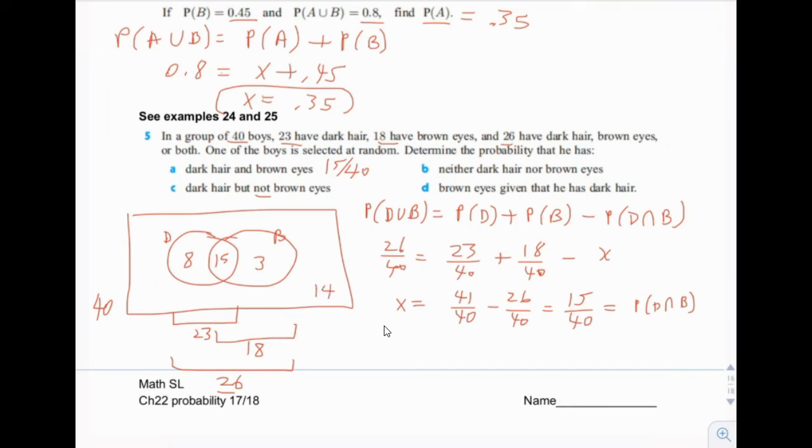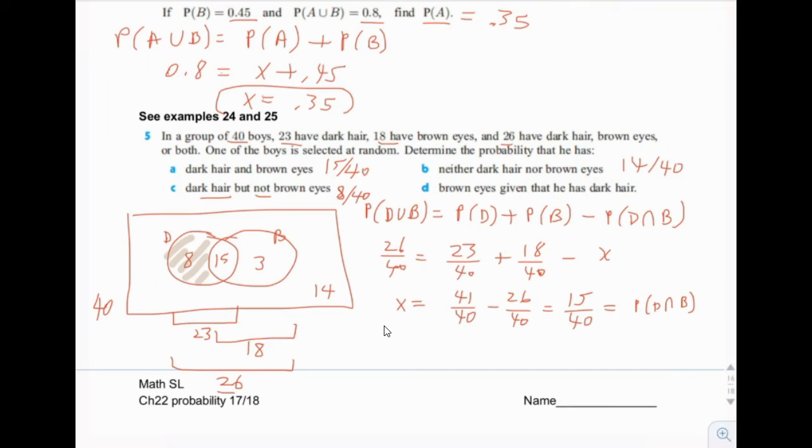Okay, so now we can figure out everything. So dark hair but not brown eyes. It would be 8, right? 8/40. Okay. What about neither dark hair nor brown eyes? That means neither circle, which would be 14 out of 40.